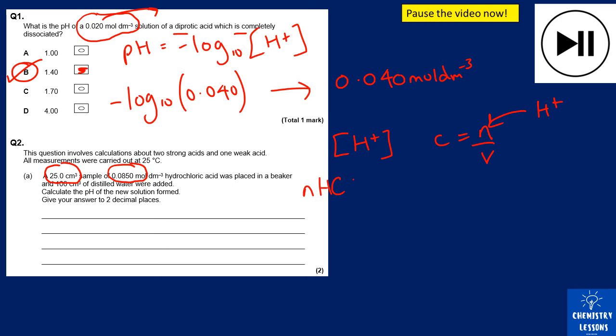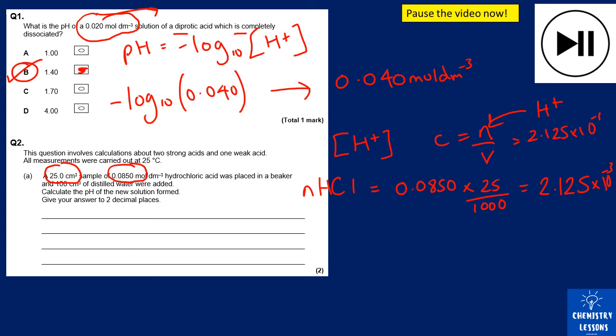So my moles of HCl is concentration times volume, which is 0.0850. My volume is 25 over 1,000 because it must be in decimeters. And if I put that into my calculator, 25 over 1,000 times by 0.085, my moles of HCl here is 2.125 times 10 to the minus 3. Now I know that that's also the moles of H plus because this is a monoprotic strong acid. So my moles of H plus are 2.125 times 10 to the minus 3. So I know my moles of H plus.